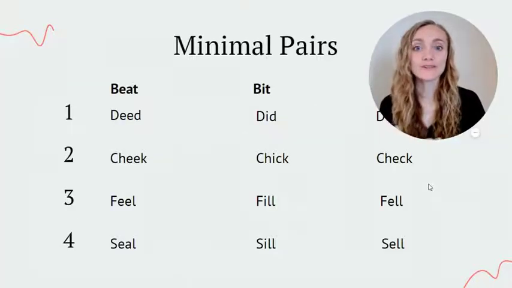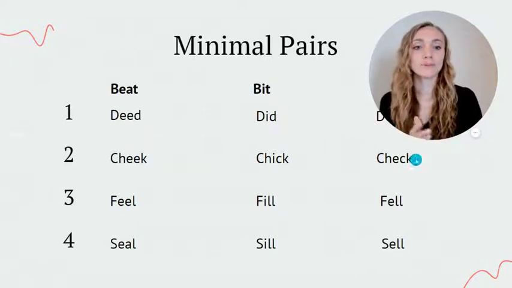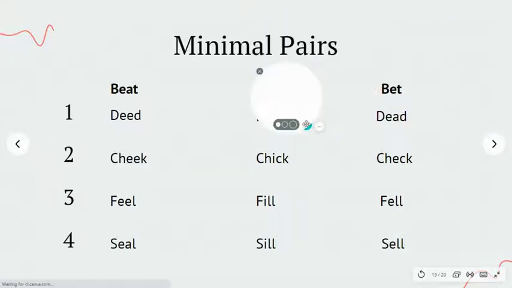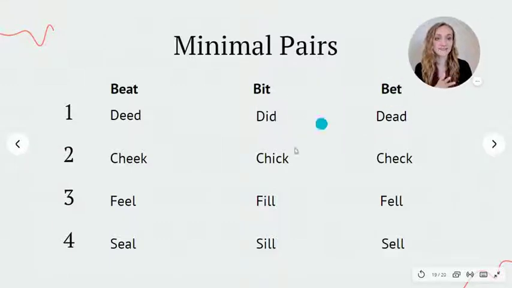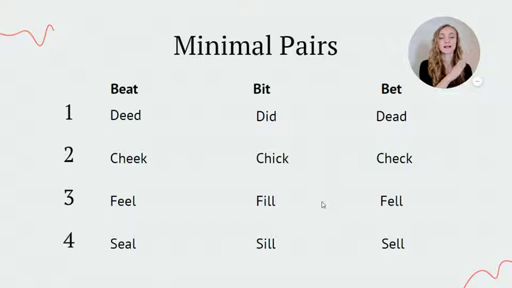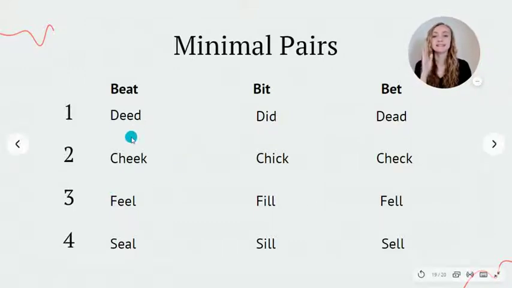And now what we can do after is we've compared beat and bit. We've compared bit and bet. I'm going to make myself tiny here so we can see everything. So beat, bit, bet. Beat, bit, bet. And as we go down the line, we are dropping our jaw more and more. Beat, closed, bit, a little open, bet, way more open. So deed, did, dead. Cheek, chick, check. Feel, fill, fell. Seal, sill, sell.